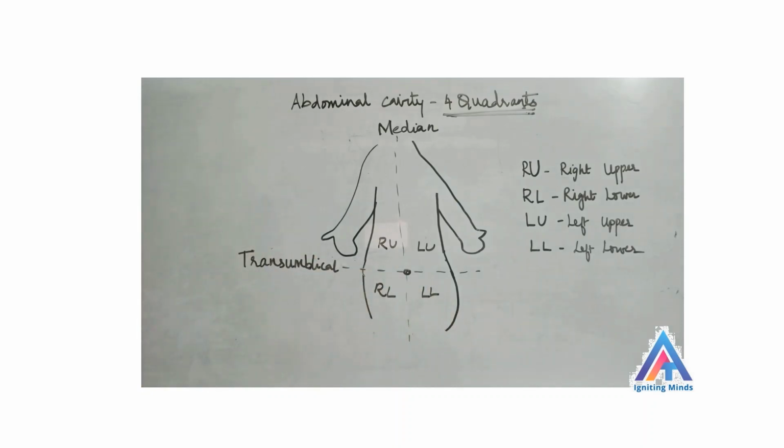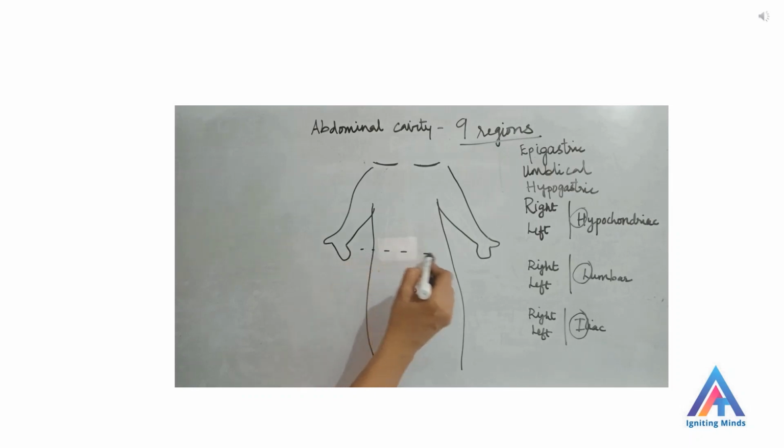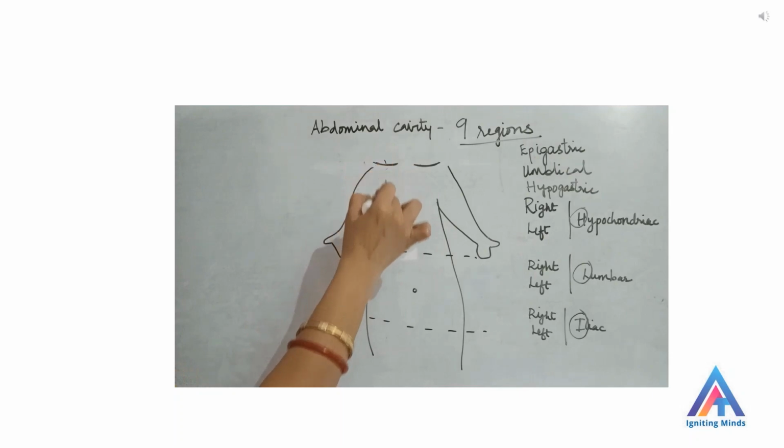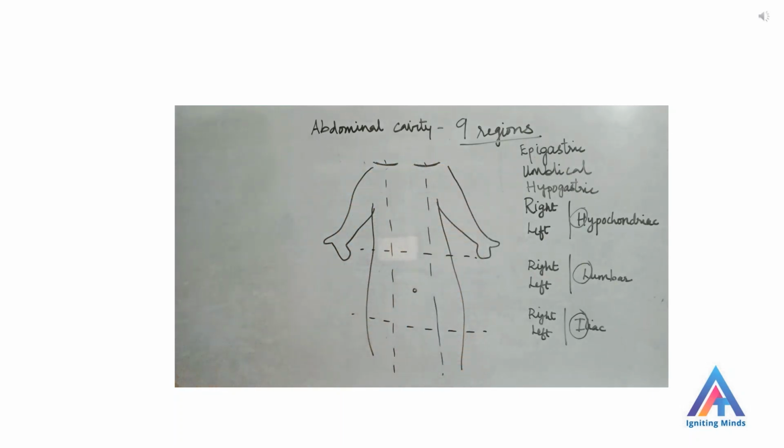But if you want to localize symptoms and arrive at an accurate diagnosis quickly, then a 9-section scheme would be helpful. This process may seem a little complicated, but if you understand, it will be helpful for your clinical practice. So what are the 9 regions? Now, let's draw one horizontal line inferior to ribs, one superior to pelvis, and 2 vertical lines from midpoint of each clavicle. So now what are the segments?